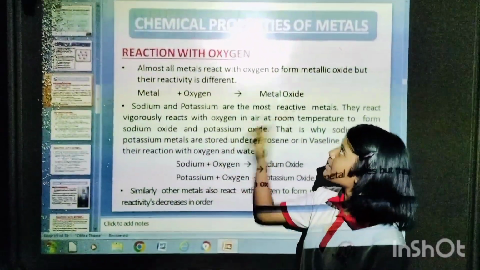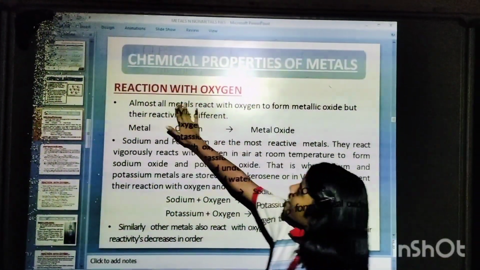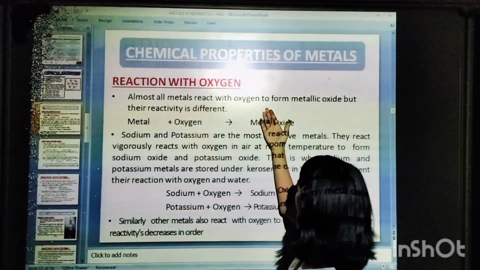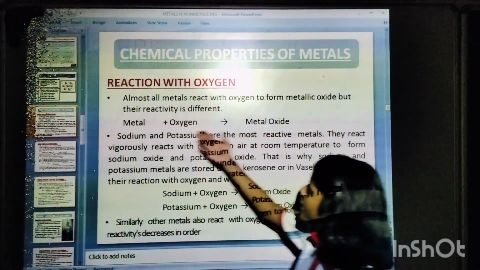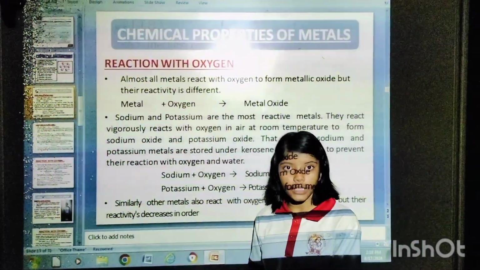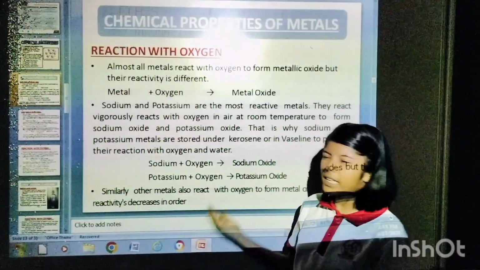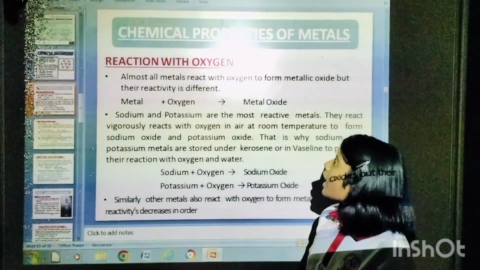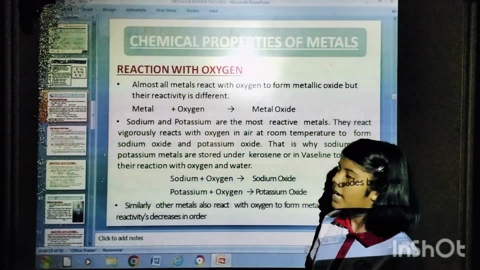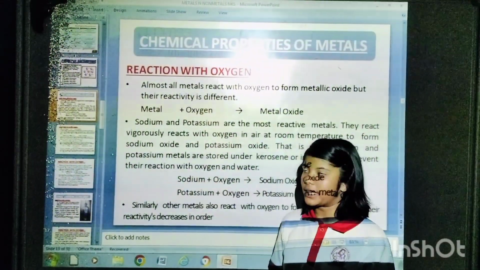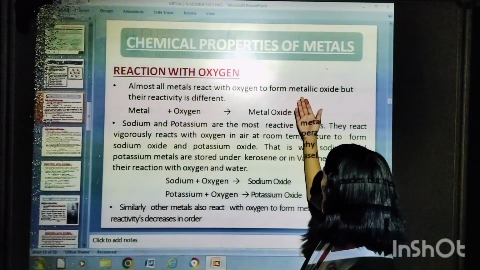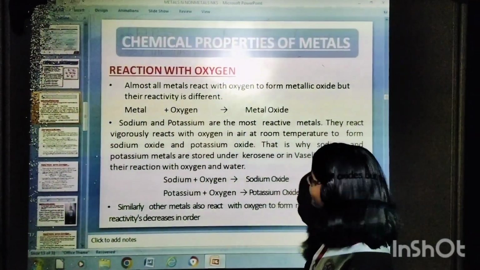So the topic is chemical properties of metals. Reaction with oxygen. Almost all metals react with oxygen to form metallic oxide, but their reactivity is different. So here they are saying that all metals react with oxygen, and they form a compound called metallic oxide.